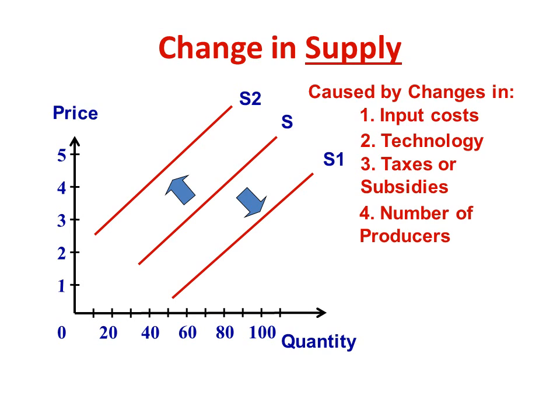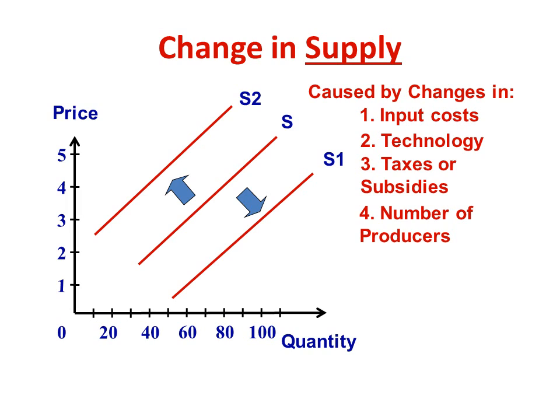Number of producers, again, is straightforward. If more producers enter the market, there's going to be an increase in supply, a shift from S to S1. If sellers exit the market, there's going to be a decrease in supply, a shift from S to S2.